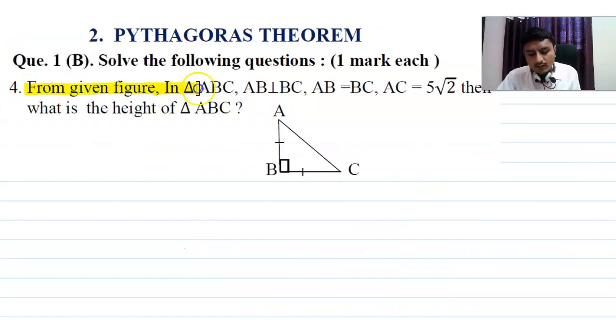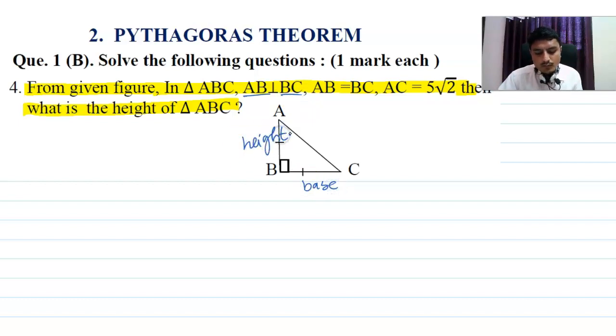We have, from the given figure in triangle ABC, AB is perpendicular to BC, AB equals BC, AC equals 5 times root 2. Then what is the height of triangle ABC? Under consideration, once we assume that AB is perpendicular drawn on BC, BC becomes the base of the triangle, while AB becomes the height of the triangle.